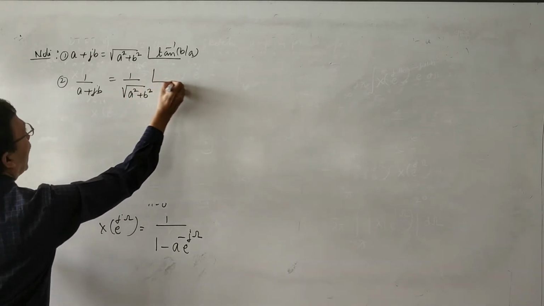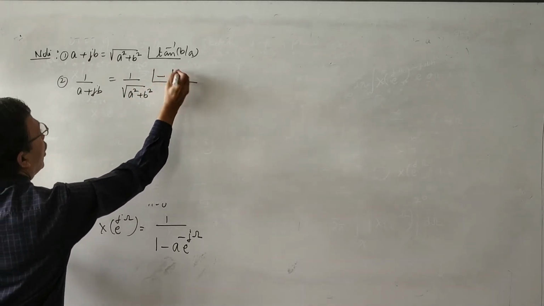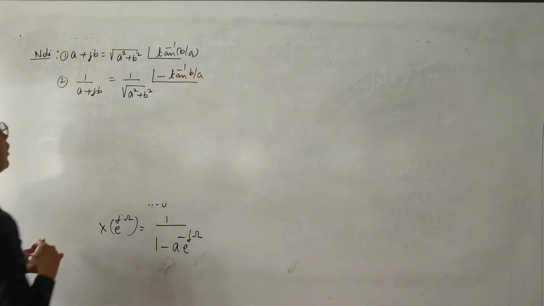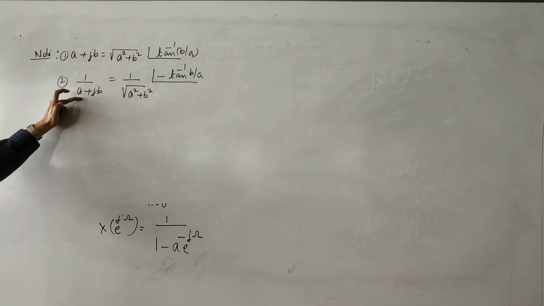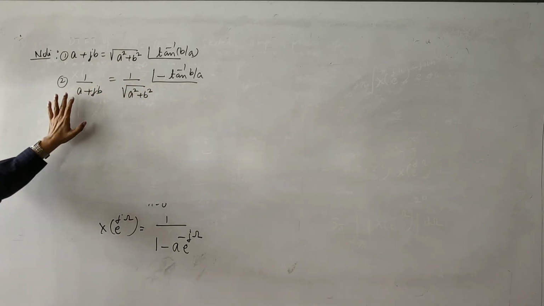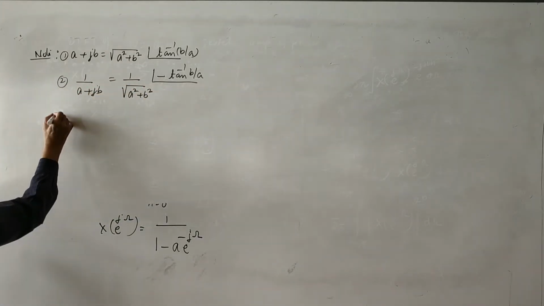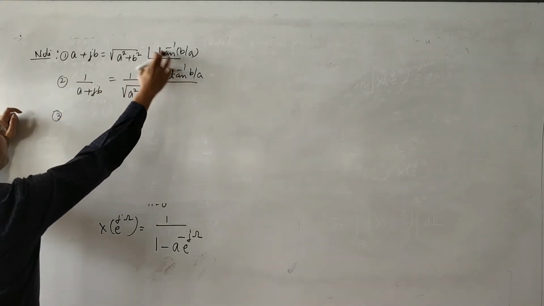And what is the angle? Minus tan inverse of b by a. A complex number in the denominator will have a negative angle, as shown in this expression. This is called polar form representation.